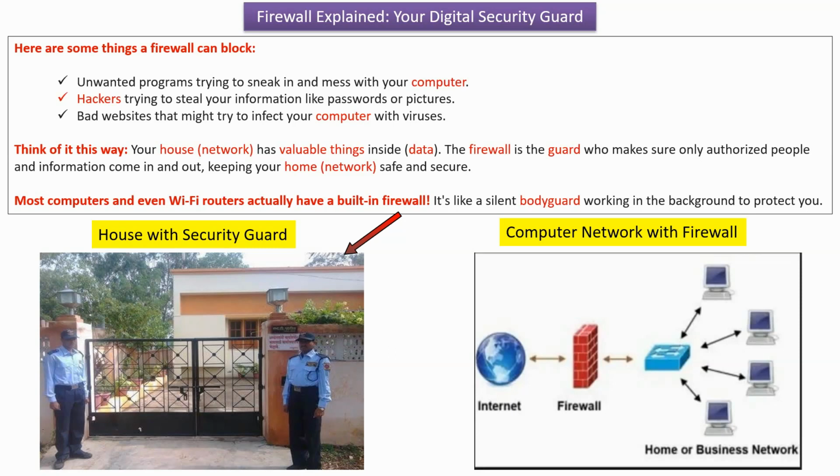We can think of a firewall this way. Your house has valuable things inside. In this, house is equivalent to network and valuable things is equivalent to data in the computer world. The firewall is the security guard who makes sure only authorized people and information come in and go out, keeping your home or network safe and secure.